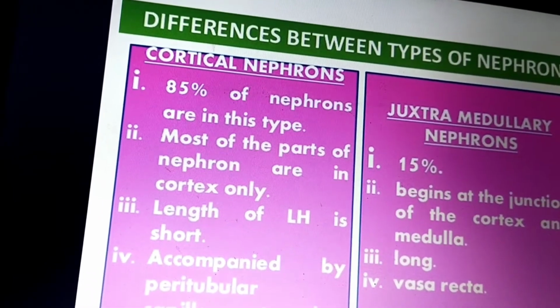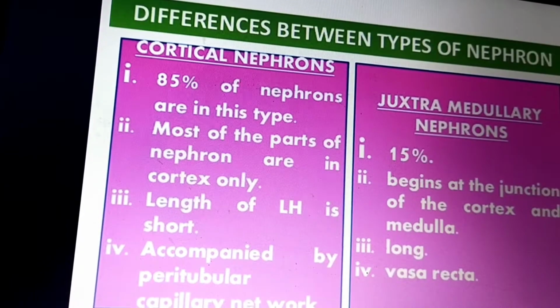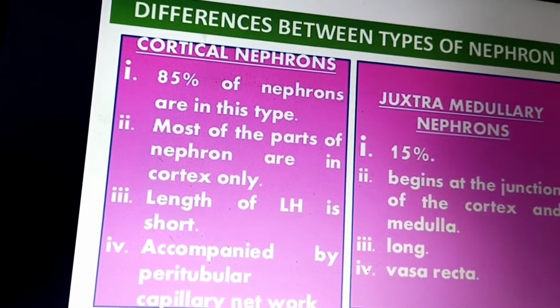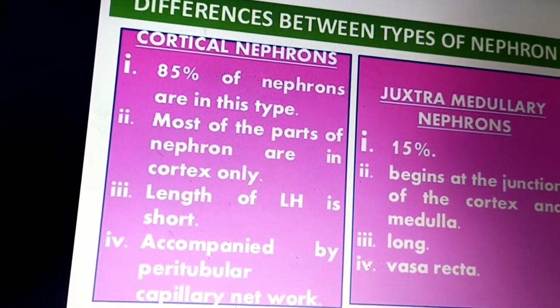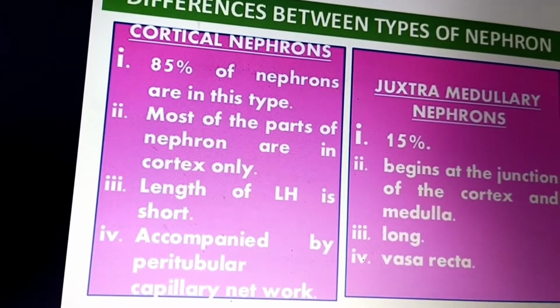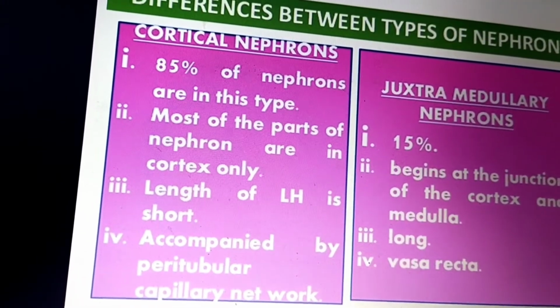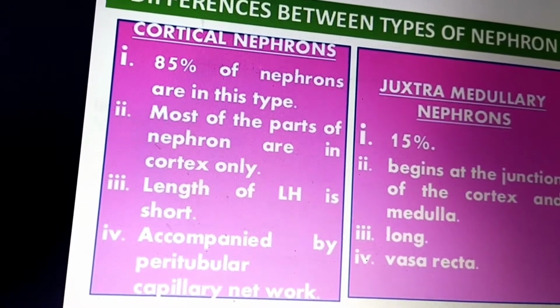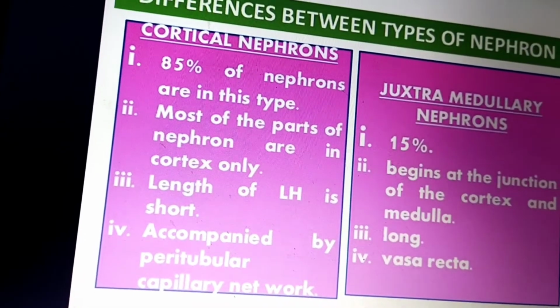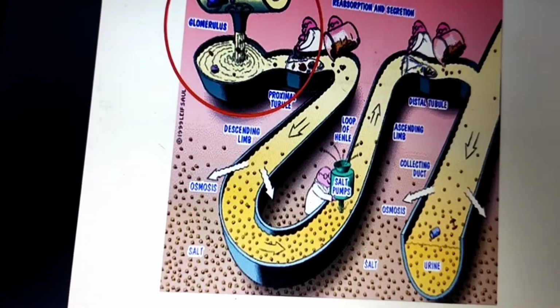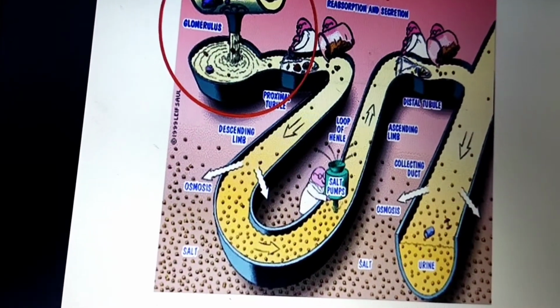The length of the loop of Henle is shorter, accompanied by the peritubular capillary network. And juxtamedullary nephrons are only 15%, being at the junction of the cortex and medulla, and they are long, with vasa recta.